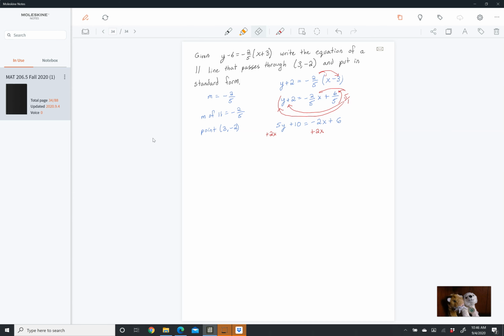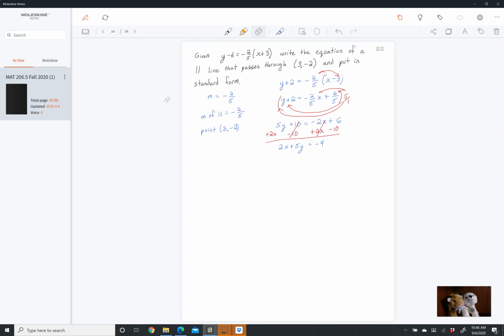And again, we can do this in one step. You can do it in two. We need to subtract the 10 from both sides. Notice that the 10 goes away on the left and the 2x goes away on the right. So what are we left with? 2x plus 5y is equal to -4.